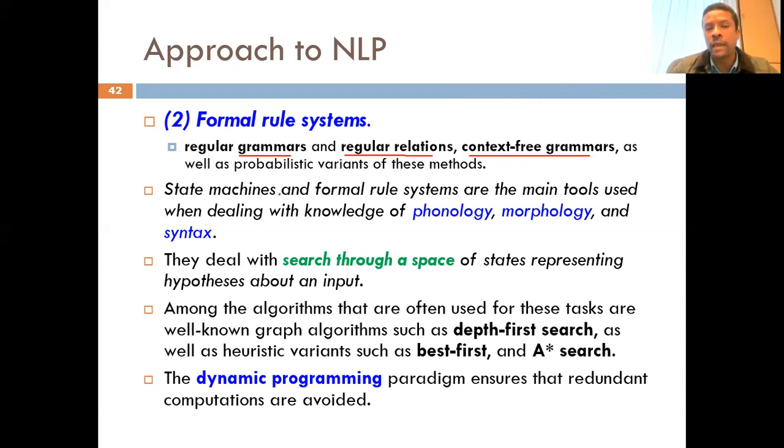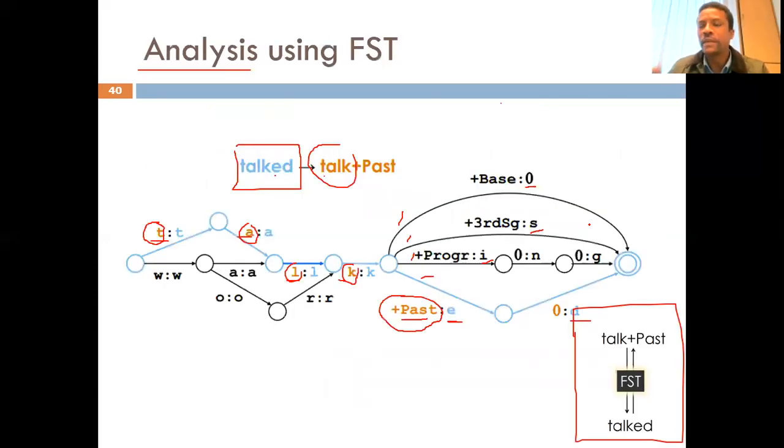So regular grammars, regular relations, context-free grammar are very important formal rules that we have. And most of the time, finite state machines and formal rule systems are going to be used, especially to represent phonology and morphology. And that's what we have done earlier also, right? When we saw the word generation, if you see this finite state model, what does it do? It tells you the morphology of the English language for a few words.